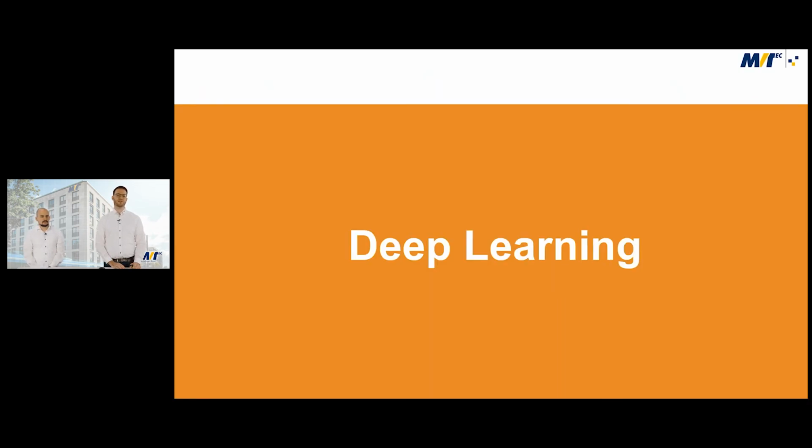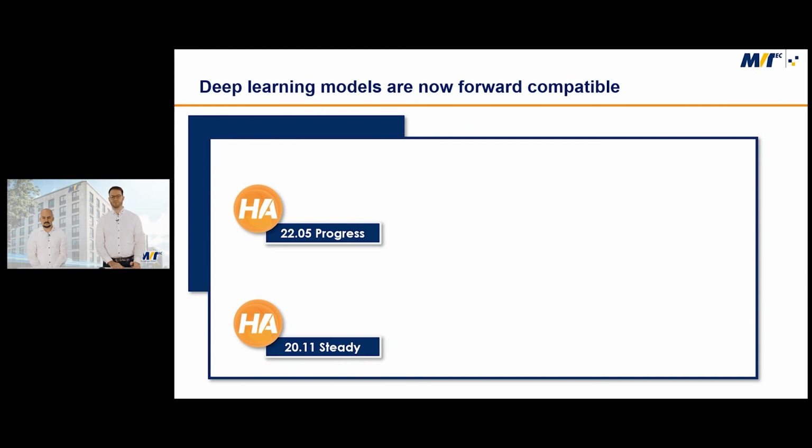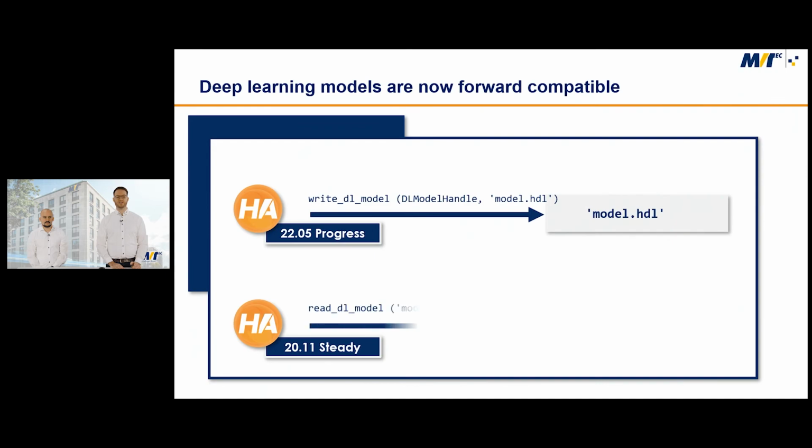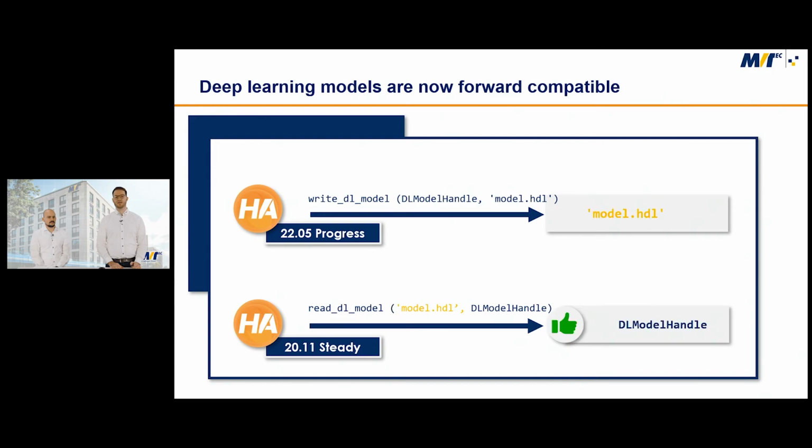Now let's have a look at the improvements in deep learning. We already had Global Context Anomaly Detection and Deep OCR Training, but in addition to that, deep learning models are now forward compatible to the last steady version. So if you write a DL model with 2205 progress, you get a DL model handle, and then you can write this model handle on your disk. And when you read this model handle with 2011 steady, this will produce a functioning DL model handle that you can train in your steady version.